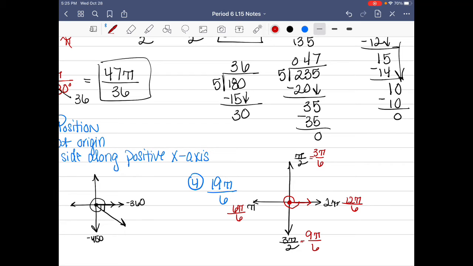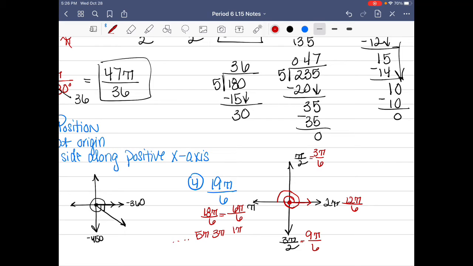Now 19, I gotta go, if I add another 3 to 12, I'm at 15. If I add another 3, I'm at 18. So this is also 18 pi over 6, right? This is all the odd sides. So this is 1 pi, this is 3 pi, this is 5 pi, and it just keeps going. So once again, we're at 6 pi over 6.